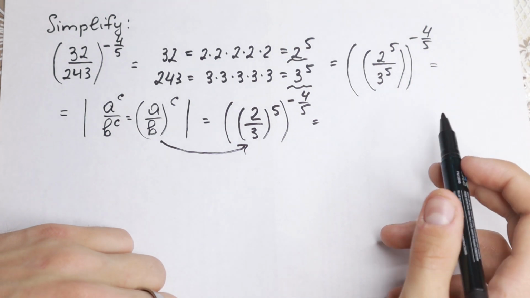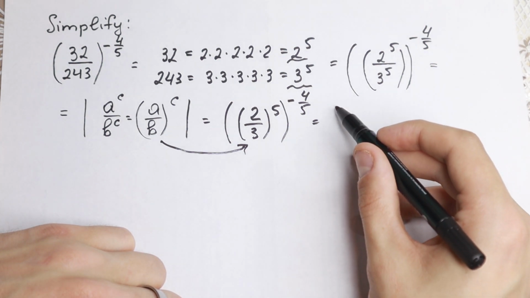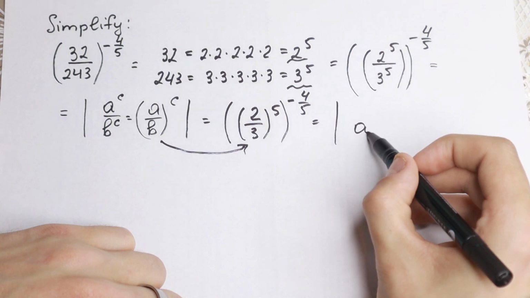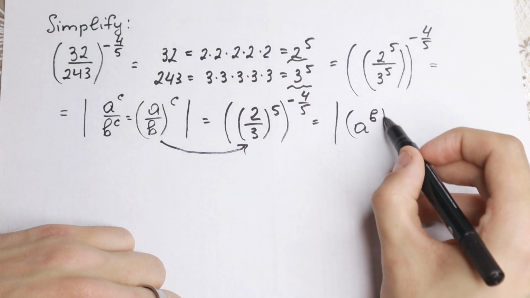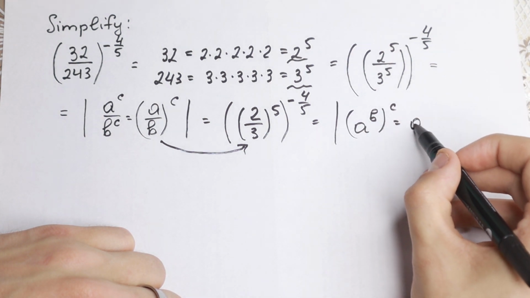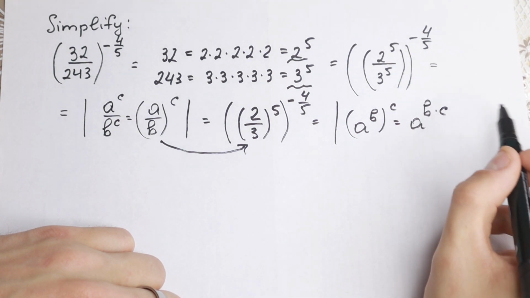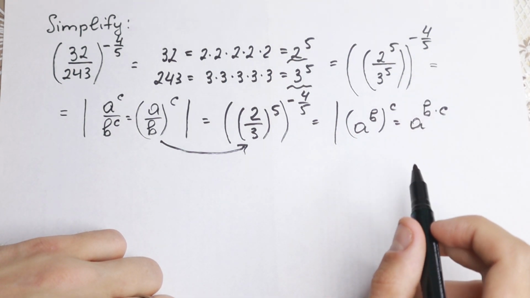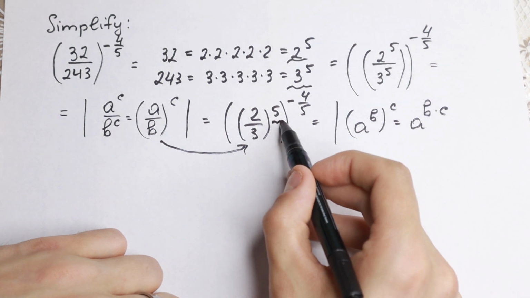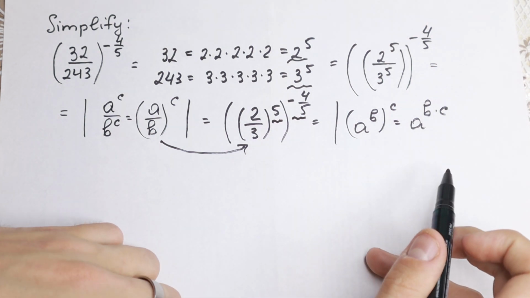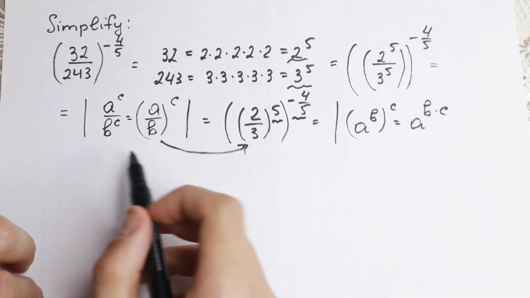Okay, and right now we need the next really good property. If we have a raised to the power b raised all to the power c, we can easily multiply it, a to the power b times c. So we can easily multiply these powers. And right here we have 5 and we have minus 4/5. So we can multiply it and we will cancel our parentheses.